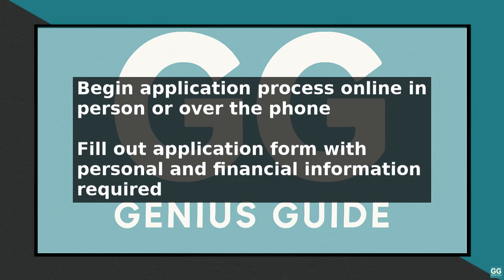Once your account is approved, you will receive your account details, including your account number and routing number. You can then set up online banking and mobile banking to manage your account and access your funds.